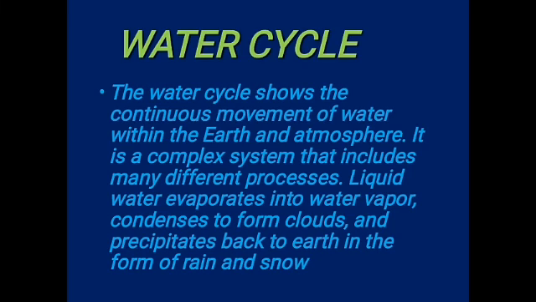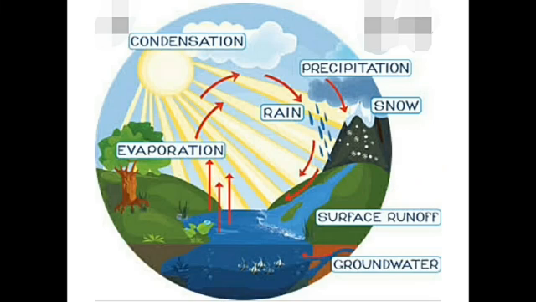By noon, we can say that the puddles vanish. Where does the water go? So, let's start with the water cycle. The water cycle shows the continuous movement of water within the earth and atmosphere. It is a complex system that includes many different processes. Liquid water evaporates into water vapor, condenses to form clouds, and precipitates back to the earth in the form of rain and snow. Now you can just look at the picture.